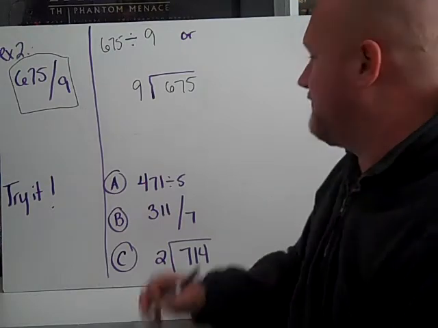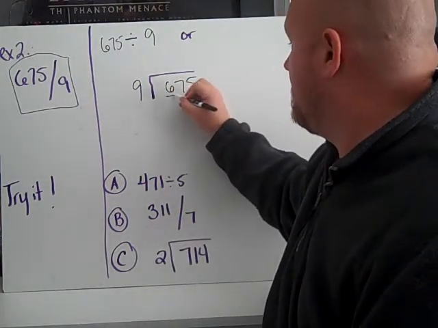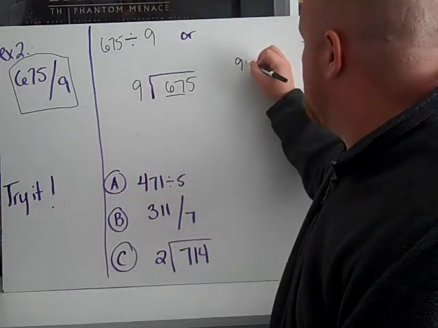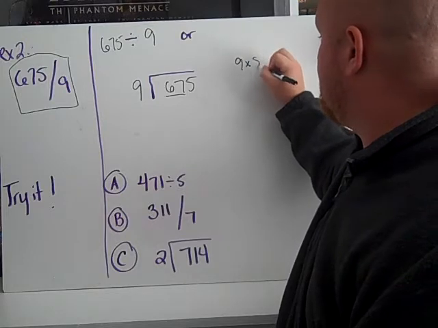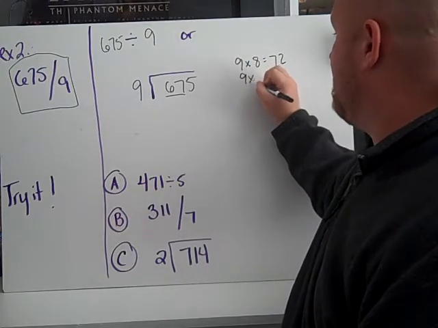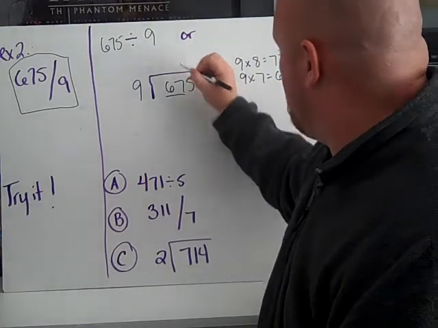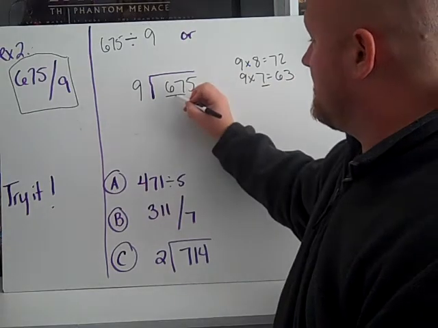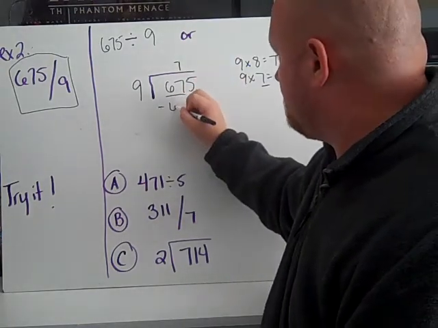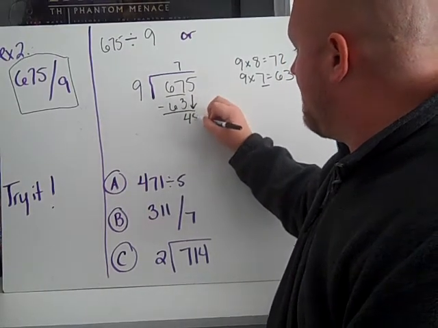Now, like I just said, the first thing we look at is, does 9 go into 6? If 9 doesn't go into 6, let me look at 67 together. 9 times 8 equals 72, so I know it's not that big. 9 times 7 is 63. There we go. So make sure I line up 7, because 9 goes into 67 7 times. Above the last digit I'm looking at, subtract, bring down the 5.